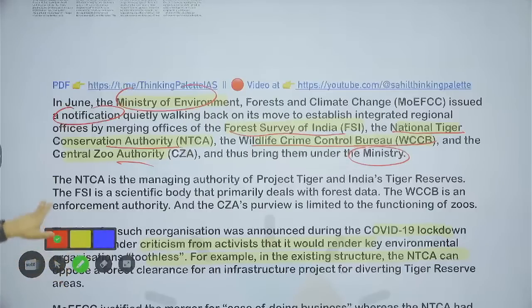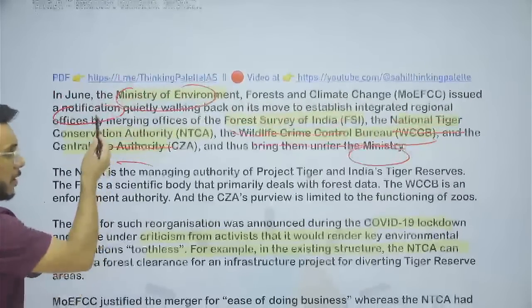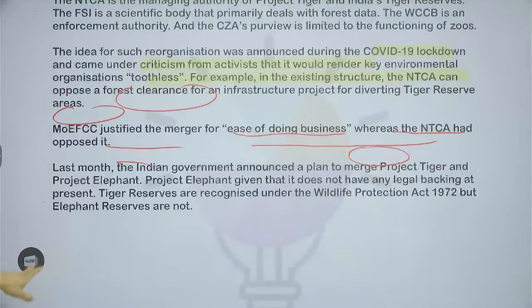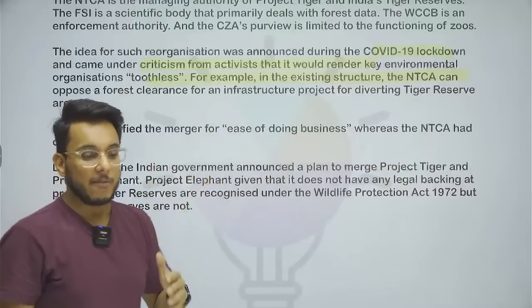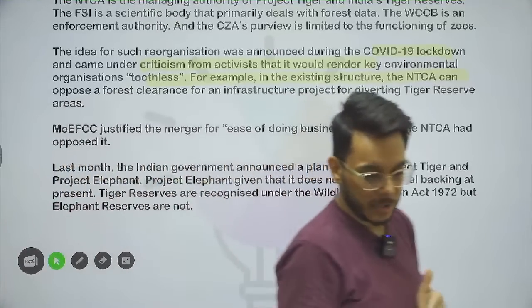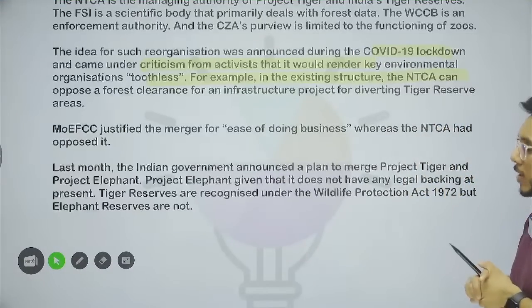But many of the climate activists say this particular thing, that it will render the environmental organizations toothless. Okay, and guys, now what has happened is that the Ministry of Environment, Forest and Climate Change has walked back on that. They will now not merge these institutions. They have said this particular thing.